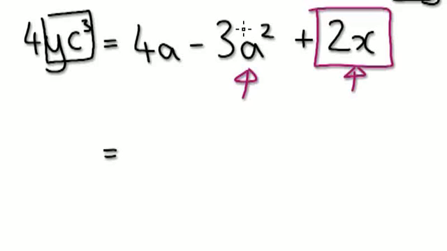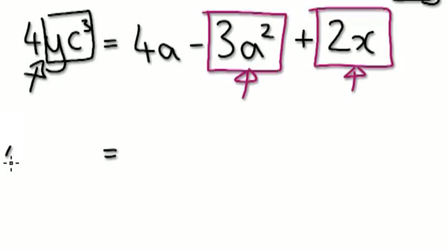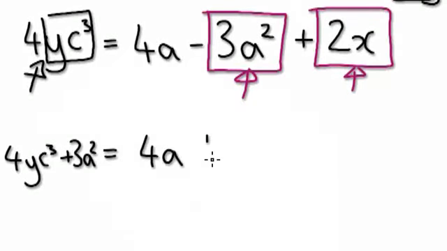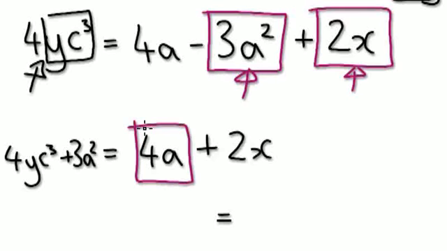So inside your mind, add this whole thing to kill this thing off here. Add 3a squared. So take the whole lot there. Now take this whole thing down, 4yc to the power 3, add 3a squared, and then on this side you will have this, plus 2x, okay? And I'm going to move the equal sign over here.